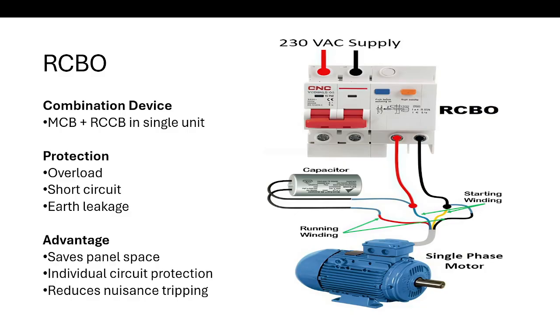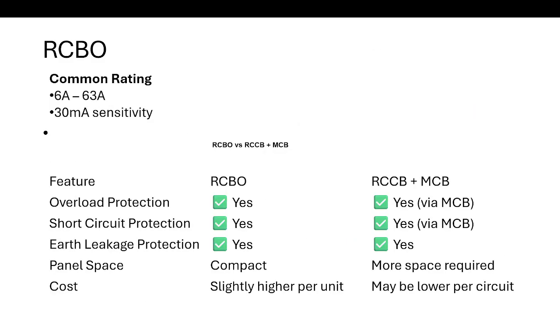Reduced nuisance tripping: a fault in one circuit does not affect others. Okay, and better isolation. The common rating of this circuit breaker comes between 6 ampere to 63 ampere. Sensitivity is again 30 milliampere, which is the standard sensitivity.